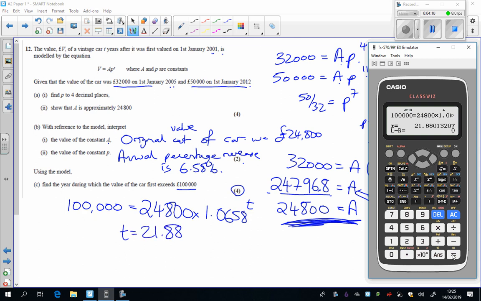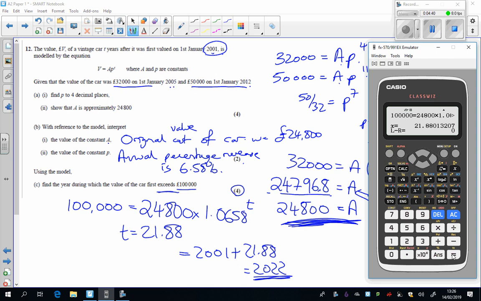So the first year in which it exceeds that will be the following year. No, hang on, that is 2001 plus that. So 2001 plus 21.88, it will happen in the year 2022. It will happen towards the end of that year, but that is the year in which the value first exceeds that. That's using a shift solve.